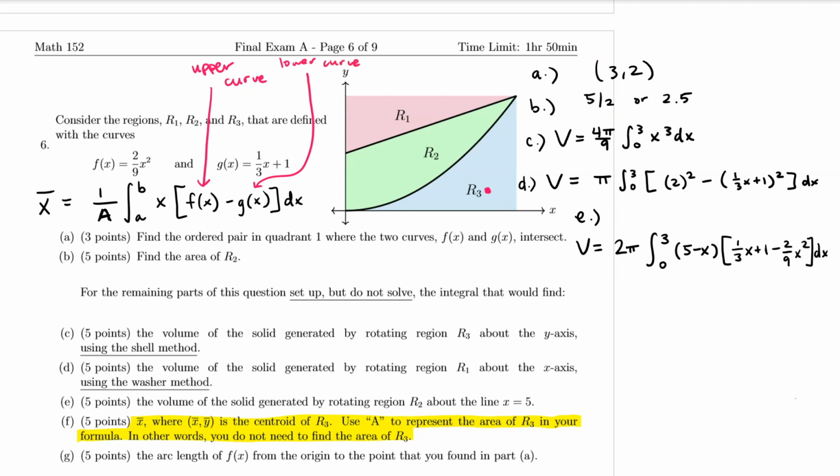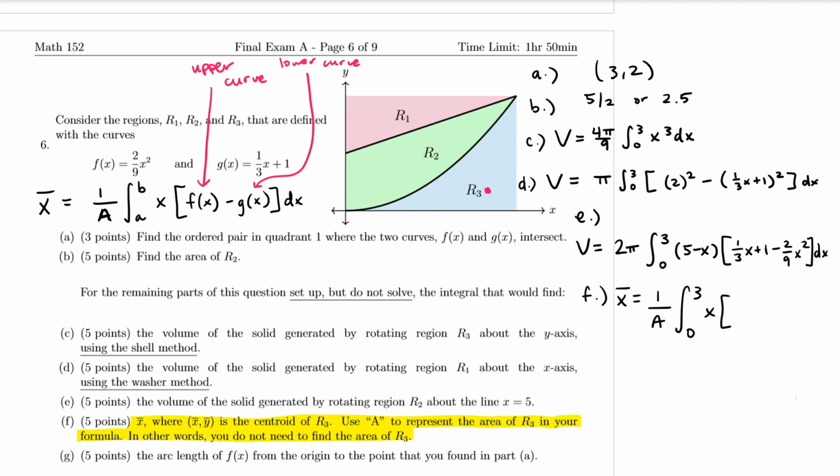Okay, so let's go ahead and start to write our answer for part F. We have that x bar is equal to, now it tells us that we don't need to find the area of R3, and this is a final exam, so time is precious, and it just tells us to leave the area as capital A. So x bar is equal to 1 over A times the integral from 0 to 3, and then we have x times.